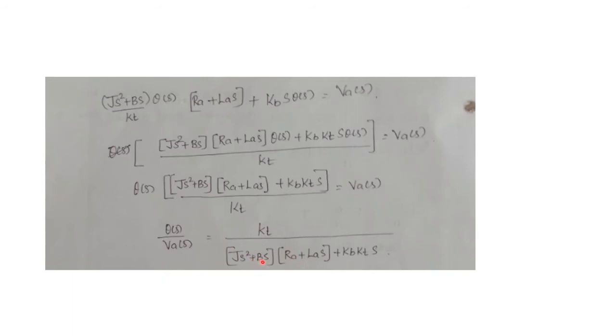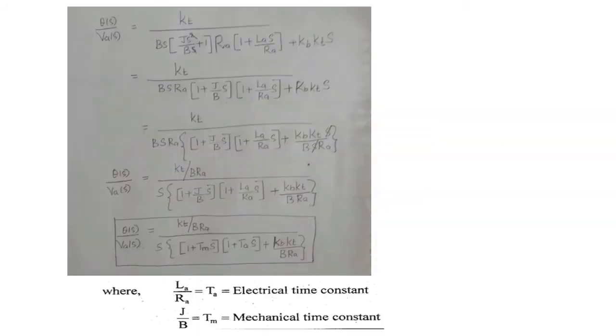From this term, we have to take BS outside. That is the minimum power of S. Okay, next the equation will be like this. We are taking BS outside, it will be J square by BS plus 1 RA into 1 plus LA S divided by RA. Okay, and we have to write this term as such.